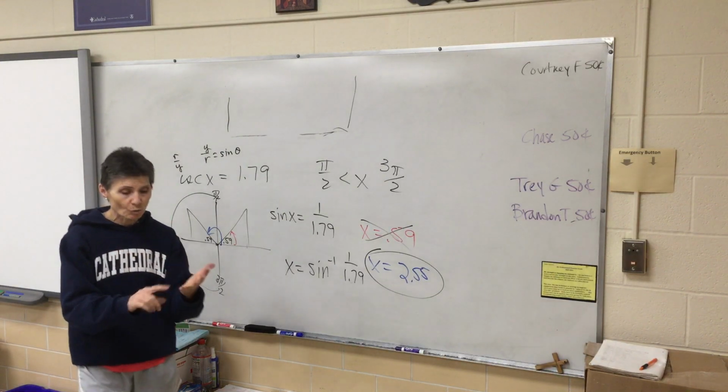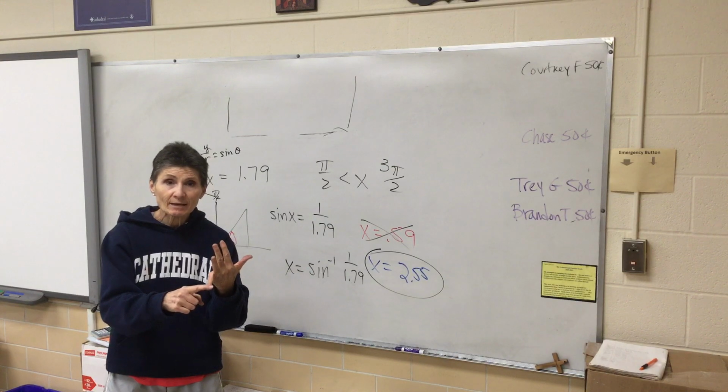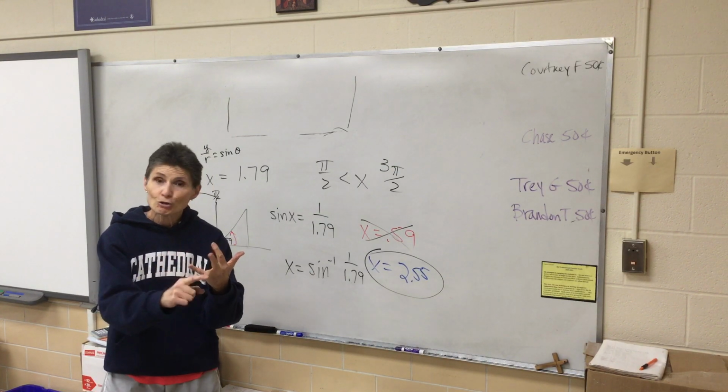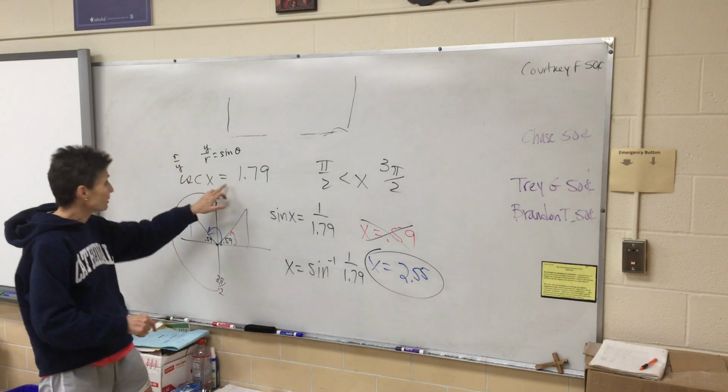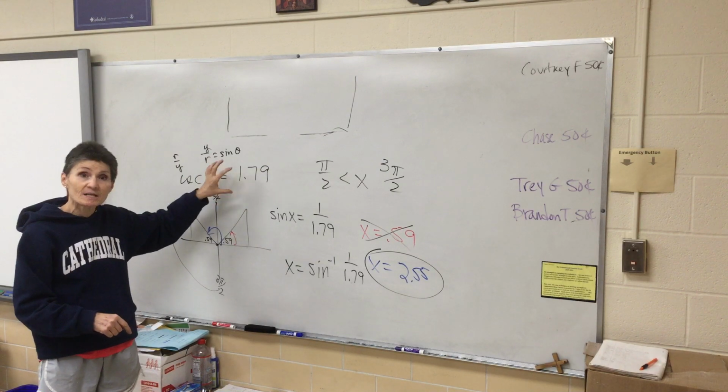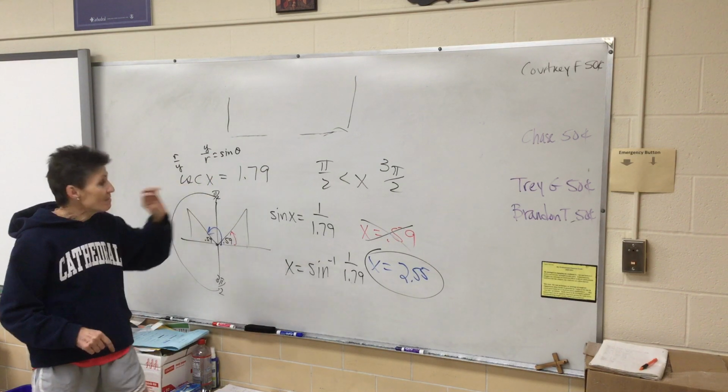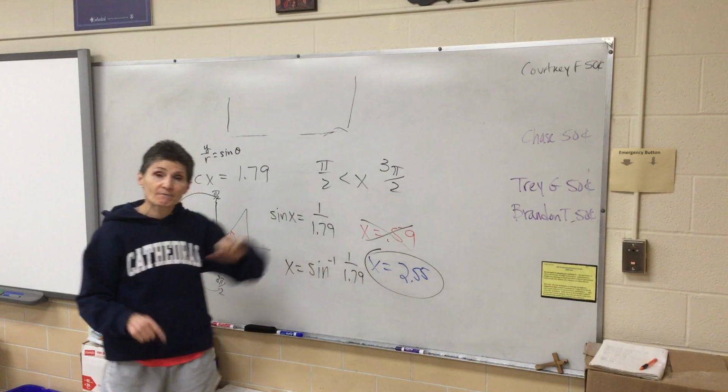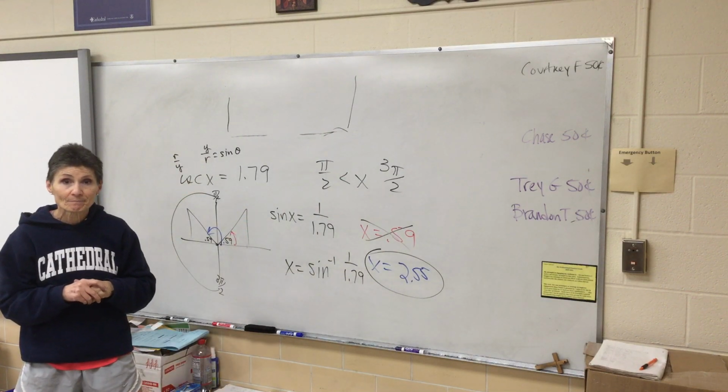So, moral of the story, find your reference angle. Make sure you put it in the right quadrants depending on the sign of the number you've been given. And then match up your answers to fit the requirements of your domain.